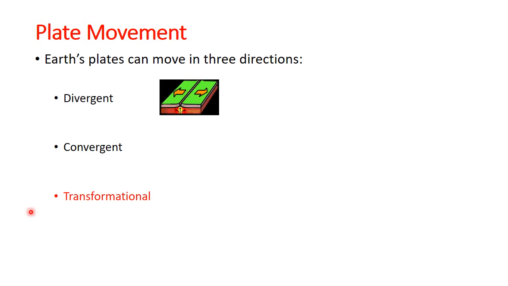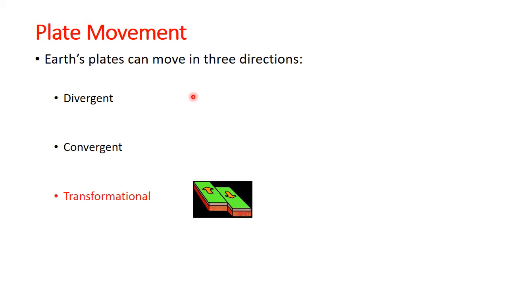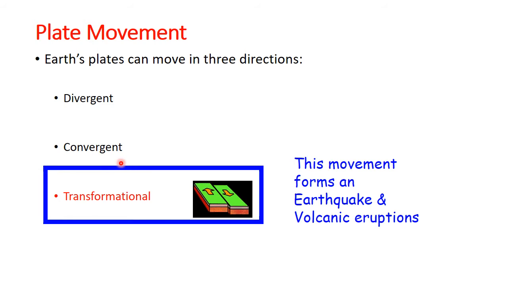The next movement is called convergent. What is convergent? When the plates come closer to each other, they form mountains. The third one is called transformational. What is transformational? When two plates slide past each other, this causes friction, and this transformational movement causes earthquakes and volcanic eruptions, which are sudden movements. And they create a lot of destruction on the surface of the earth.